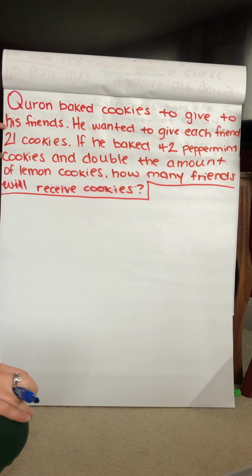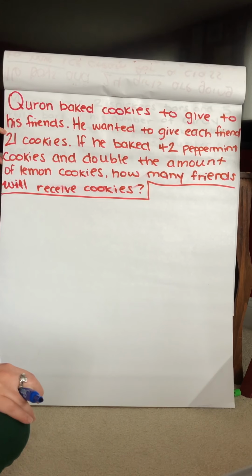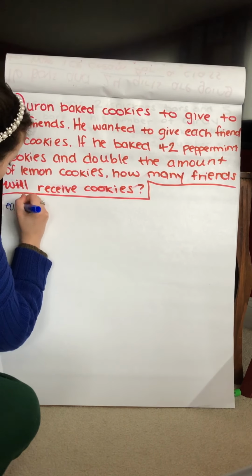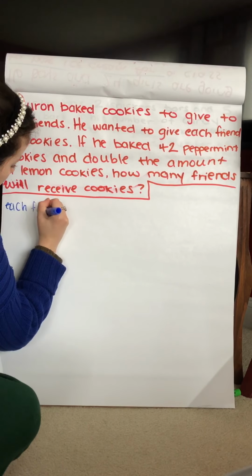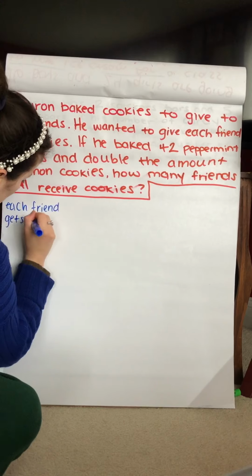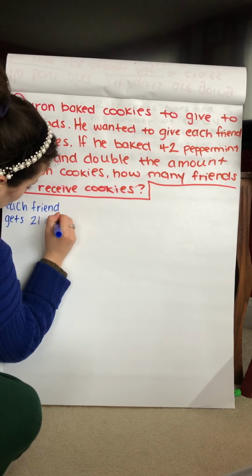Quran baked cookies to give to his friends. So immediately we know he's baking these cookies and he's going to give them away. He wants to give each friend 21 cookies. So each friend gets 21 cookies.